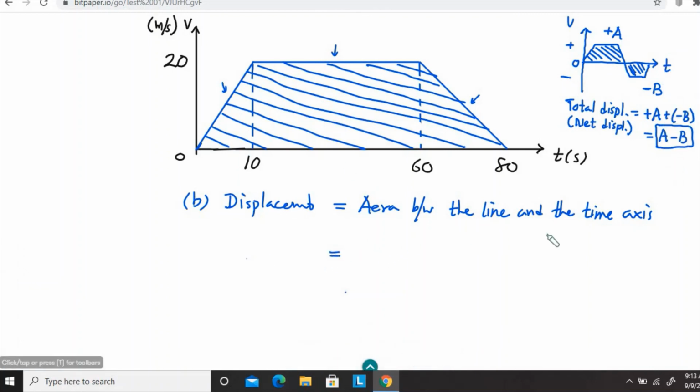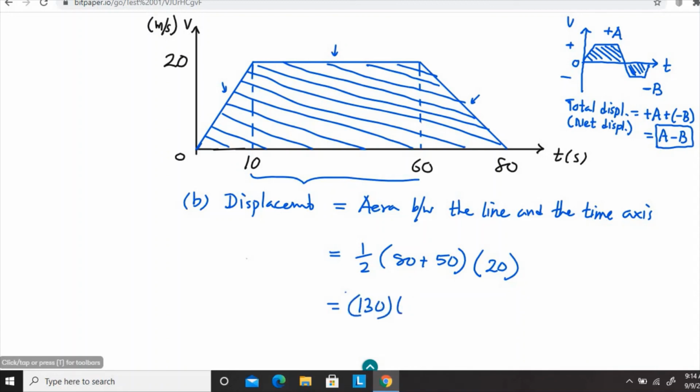The area between the line and the time axis is the area of the trapezoid. So that is 1/2 times the length of these two parallel lines. The longer parallel line is 80, plus the shorter parallel line, which is 50, right? Because this distance, 60 minus 10, is 50. And then we have to multiply this by the height. The height is 20, and this is 130 multiplied by 10.